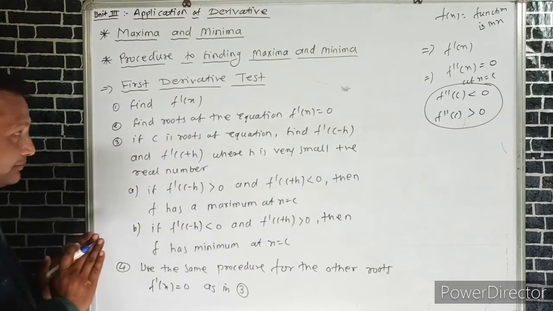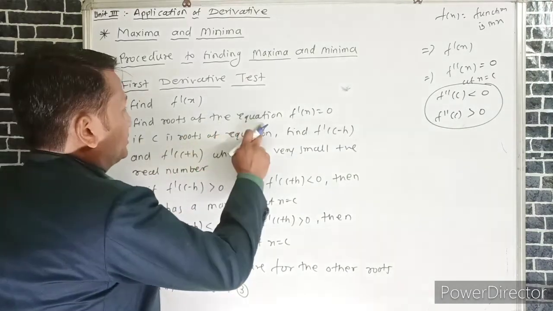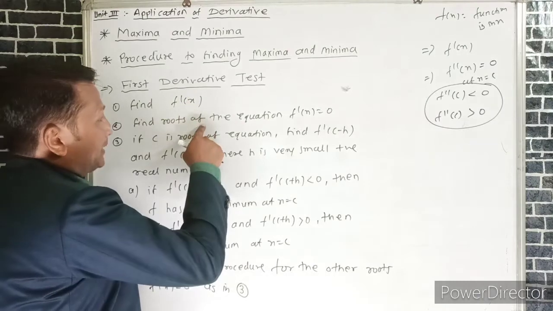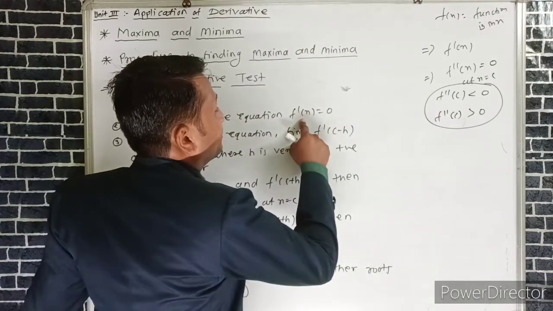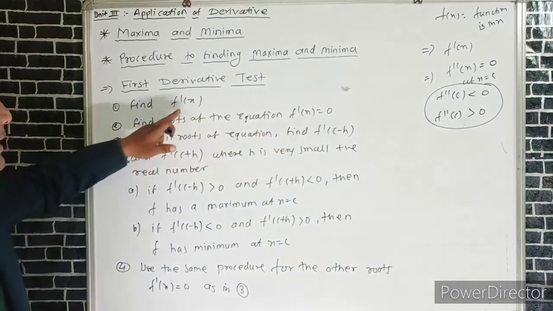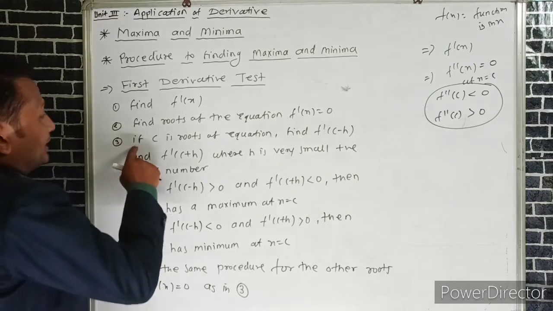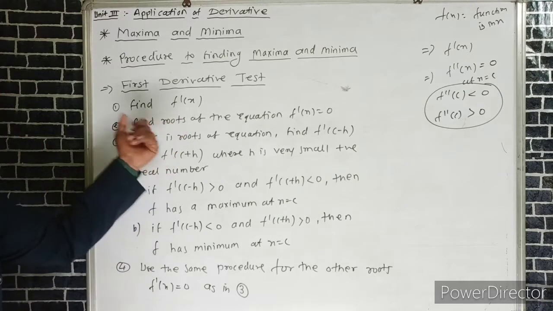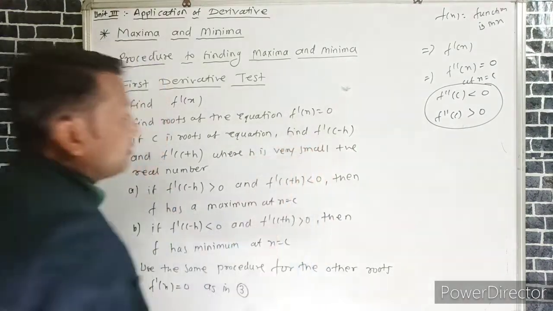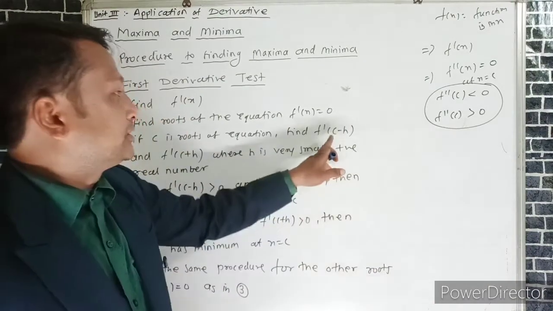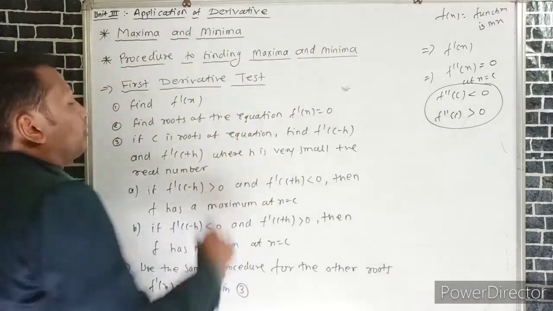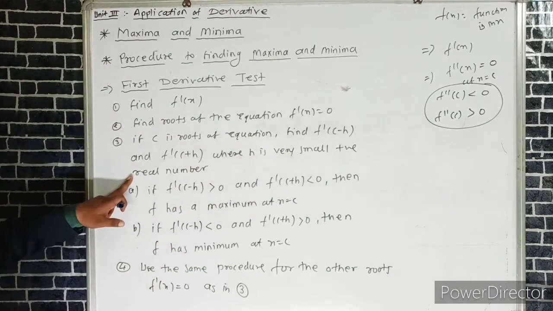After that, in the second step, we have to find the roots of the equation. If the function is in the form of x, we first find the value of x, the roots of the equation, by using f dash of x is equal to 0. By using this equation we can find the roots. If c is a root, then we have to find f dash of c minus h and f dash of c plus h, the neighborhood of c, where h is a very small positive real number.